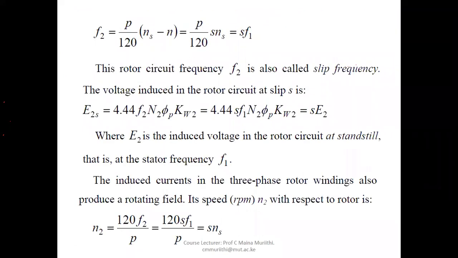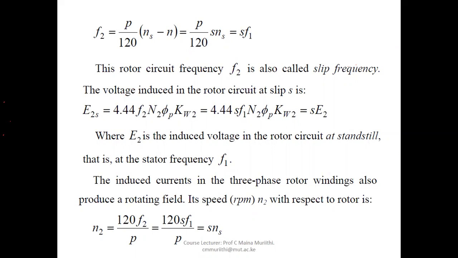Now, since both the revolving magnetic field and the rotor are moving in the same direction, the relative speed between them is reduced. It is actually Ns minus the speed of the rotor, N. Consequently, the frequency in the rotor will also be reduced because it will be a factor of the slip. And consequently, f2, which is the frequency on the rotor side, known as the slip frequency, will be the slip multiplied by the frequency of the stator side.